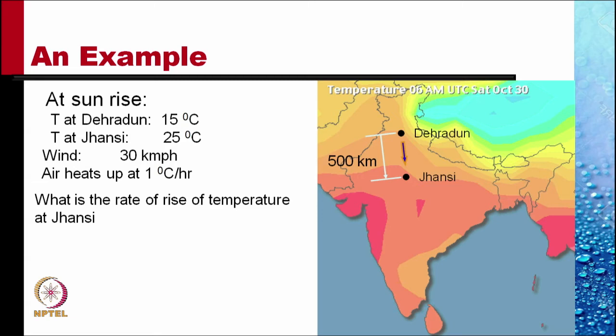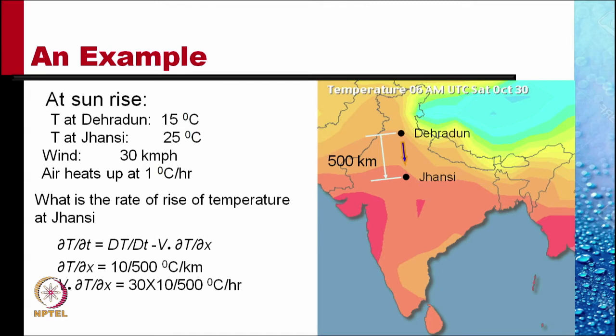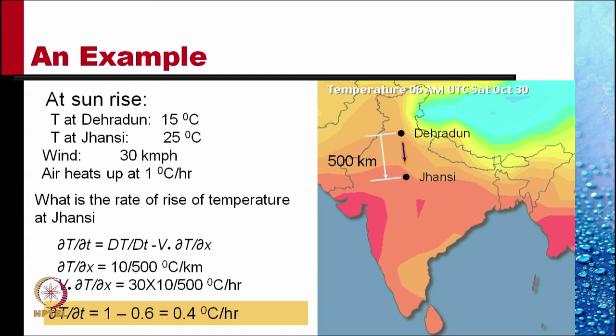There is a spatial gradient of temperature. Temperature rises from 15 degrees Celsius to 25 degrees Celsius over a distance of 500 kilometers. So del T by del X is 25 minus 15, that is 10 degrees Celsius divided by 500 kilometers. The local rate of change at Jhansi, del T by del t, is dT by dt minus V dot del T by del X. Material rate plus the convective rate. V dot del T by del X is equal to 30, velocity is 30 kilometers per hour, into 10 by 500 degrees Celsius per hour. So the local rate of change is 1 minus 0.6 or 0.4 degrees Celsius per hour.